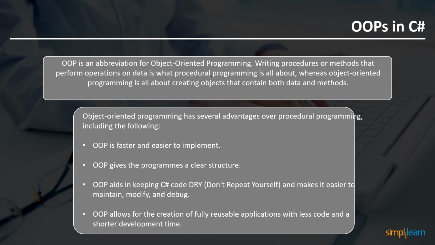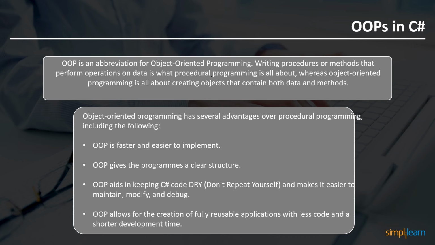Object-oriented programming is faster and easier to implement. Object-oriented programming gives the programs a clear structure. Object-oriented programming aids in keeping C# code DRY, which means don't repeat yourself, and makes it easier to maintain, modify, and debug.